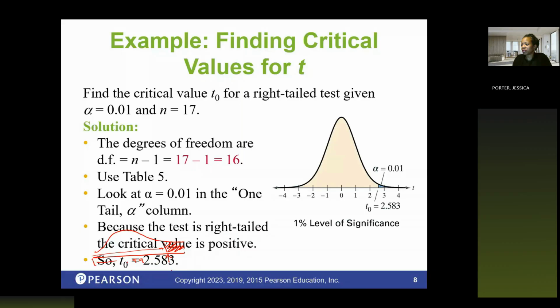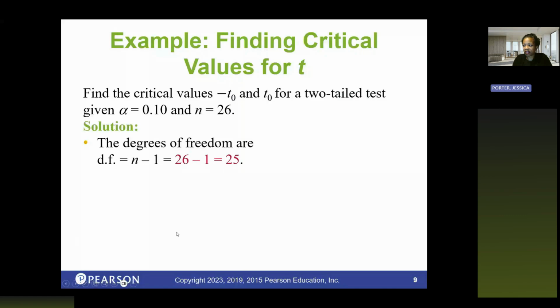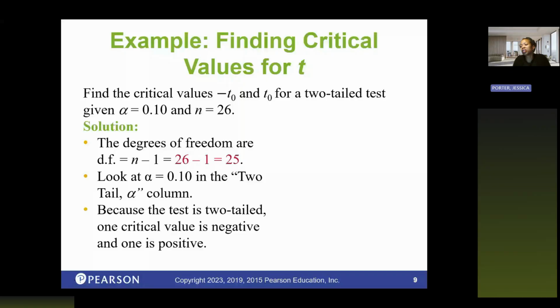And now we got a two-tail test. So how do we do a two-tail test? We can use table 5 again, and we would look at the 0.10 level of significance. One critical value is negative and one is positive.